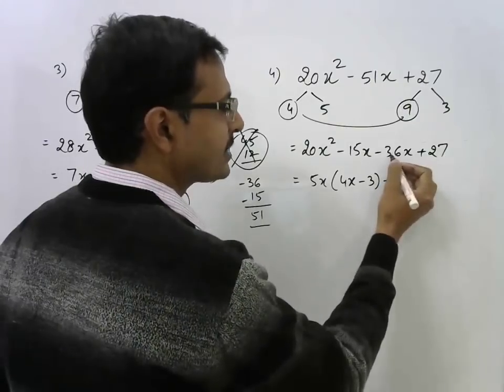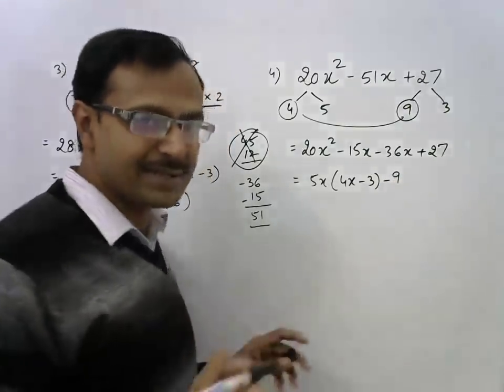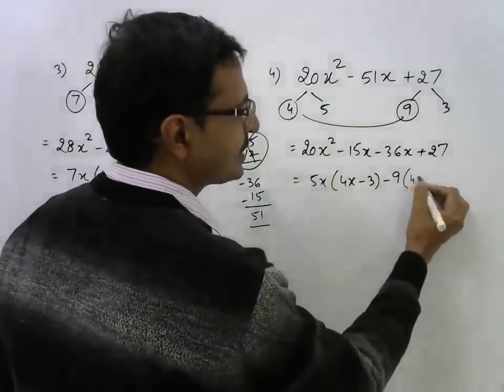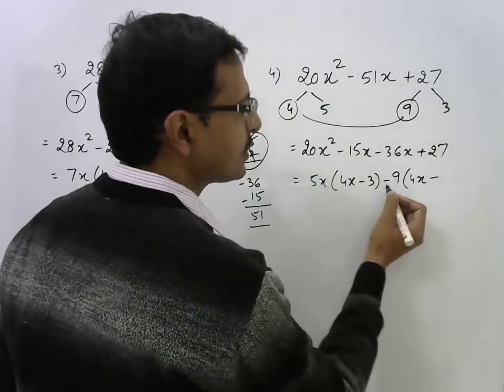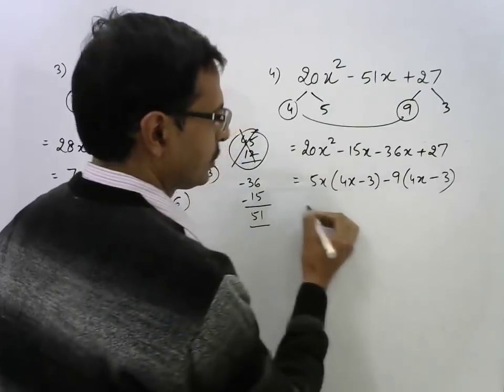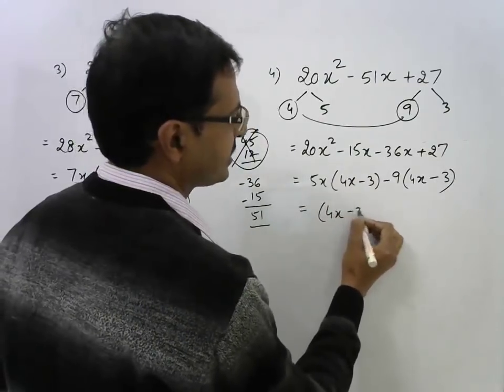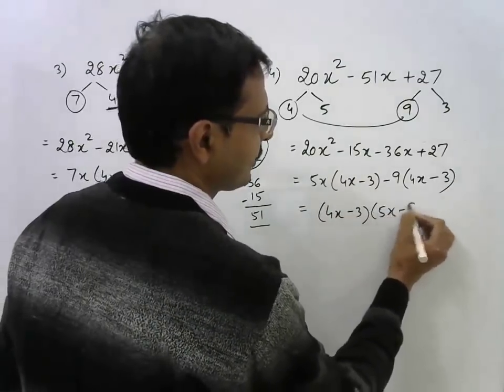And 27 and 36 exist in the table of 9. That is, they have a HCF of 9. So 9 4s are 36, and plus gets converted into minus because I have taken minus common. So we have the answer 4x minus 3 and 5x minus 9.